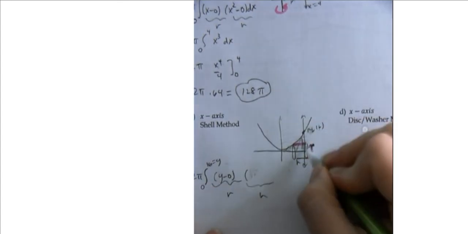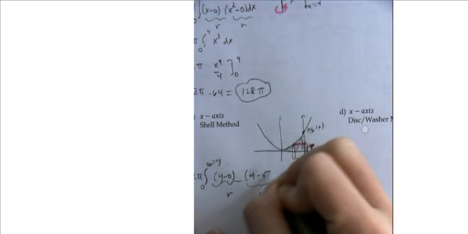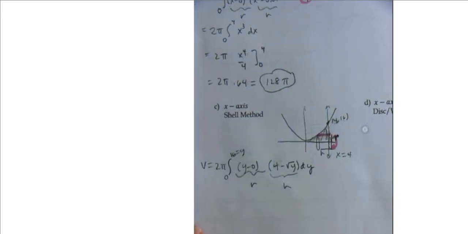x is root y. So the right side is x equals 4, minus root y. This r and h is not necessary. I'm just putting it in the notes to show you what they are. So now when you integrate, let's expand and get 4y minus y to the 3/2. Go ahead and integrate that.